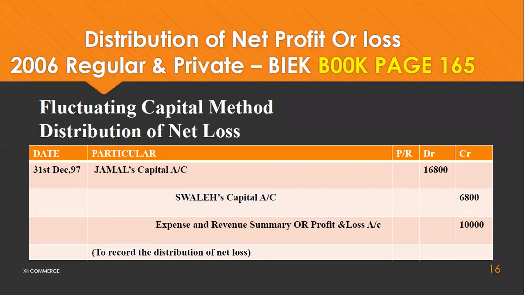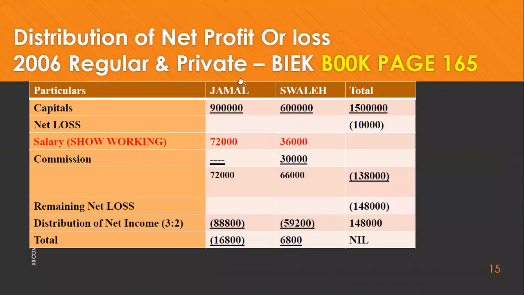Then we have journal entry for the fluctuating capital method. We have net loss for this. I talked about expense and revenue summary, it is negative, that's why net loss is credited. One capital is positive, another one's negative. Achha ji, this is a very good point. Jamal's capital is in the negative, means it should be debited because it has a bracket on it. So Ali's capital is positive, that's why it is on creditor side.